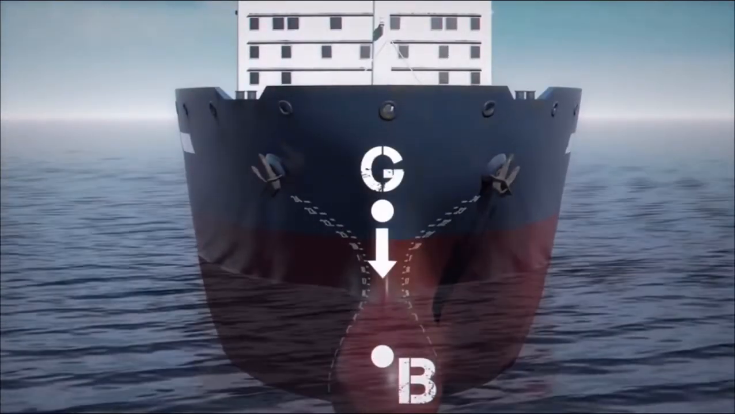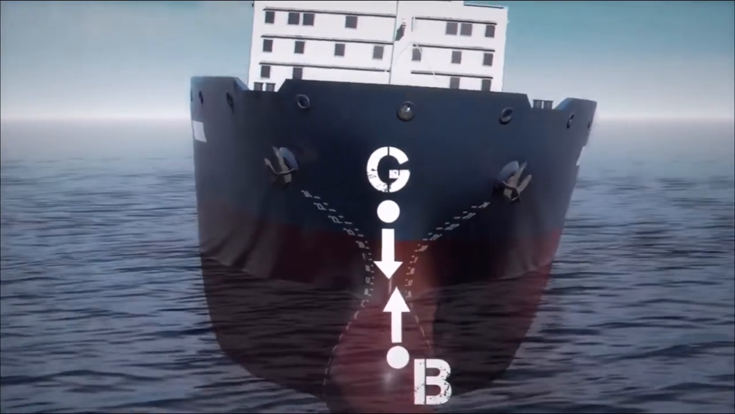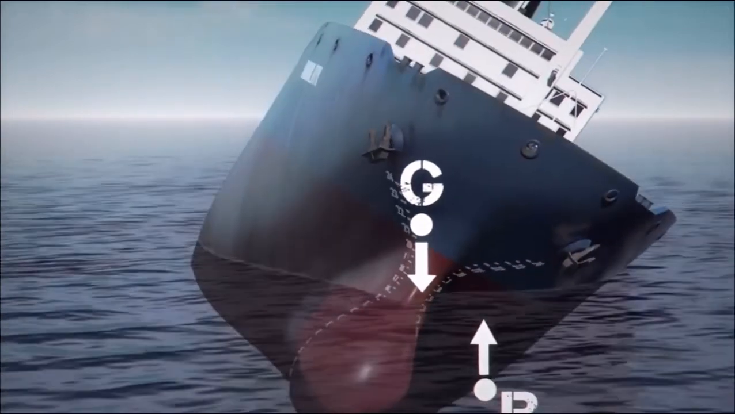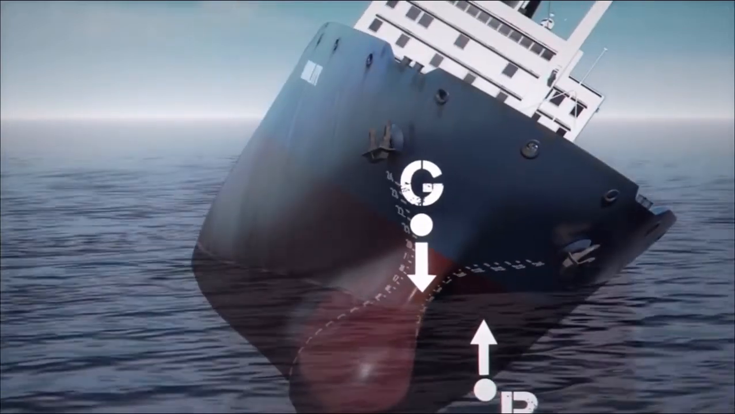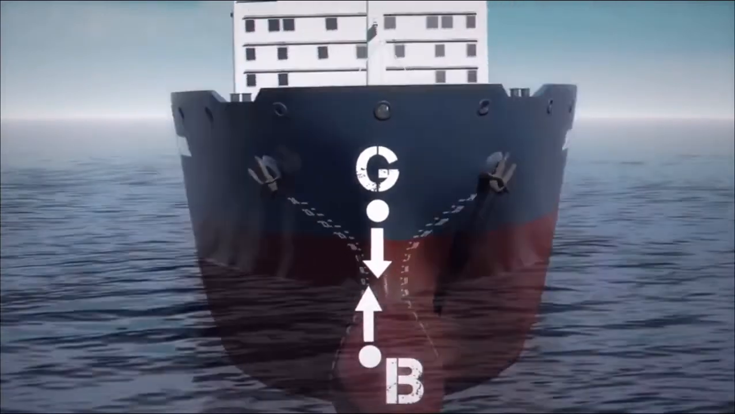G and B have equal force acting in opposite directions. As a vessel rolls, the distance between the downward force of G and the upward force of B creates a righting moment that returns the vessel to the upright position.